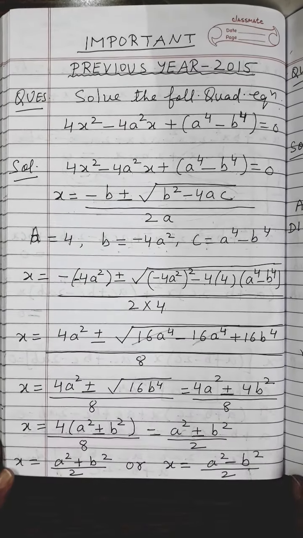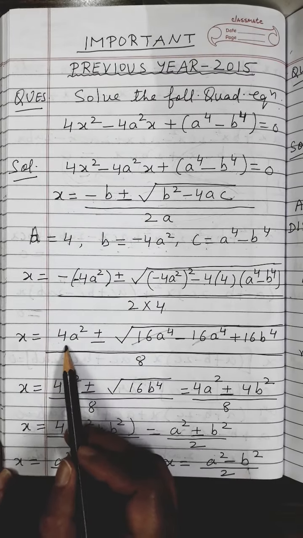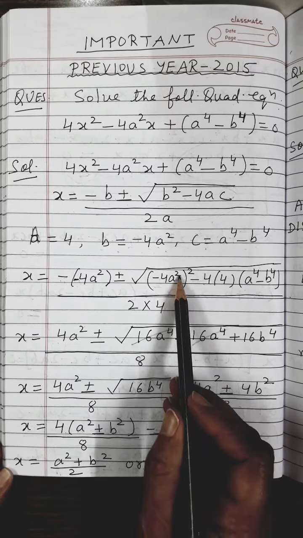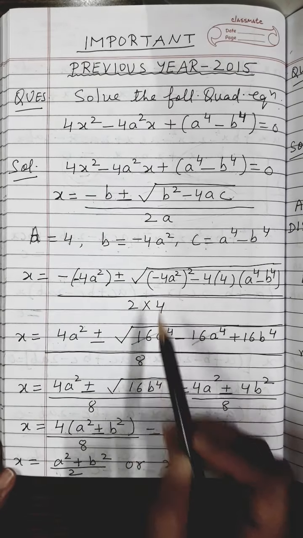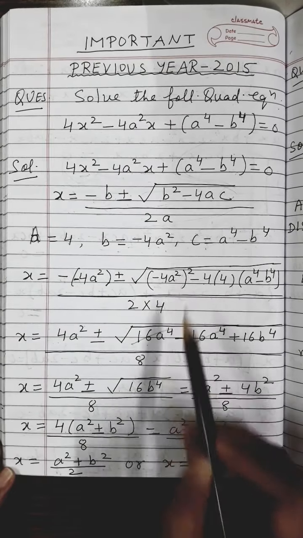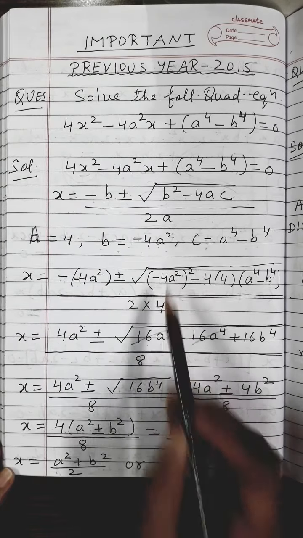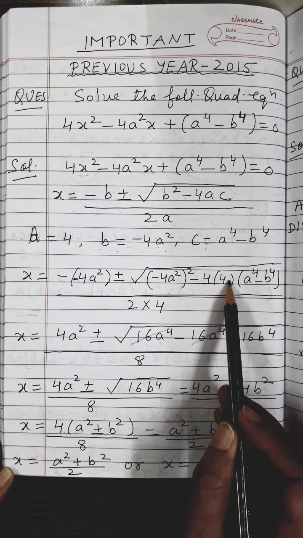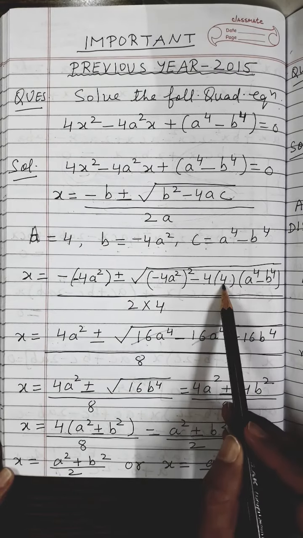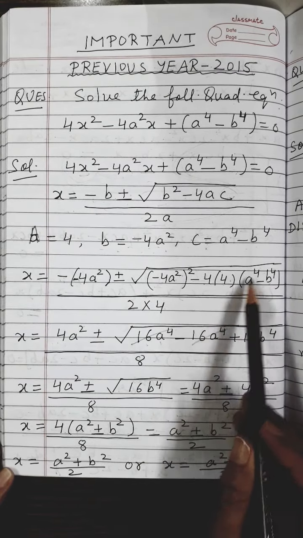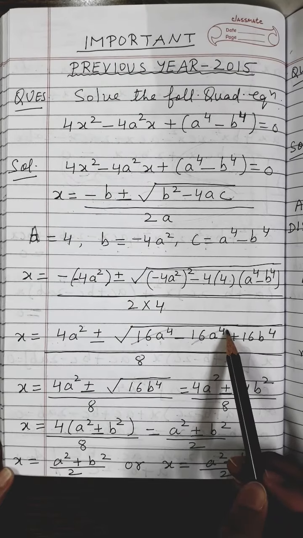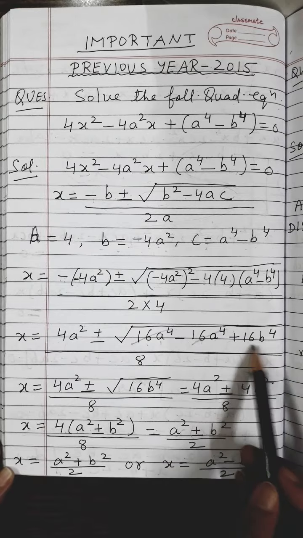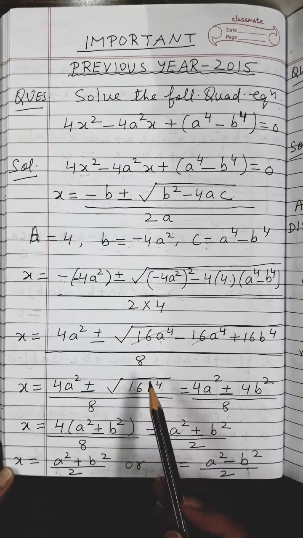Next step. Minus into minus gives you plus. So x = (4a² ± square root of (−4a²)² − 4·4·(a⁴ − b⁴)) / 8. The square of −4 gives 16, and (a²)² means a⁴, so this is 16a⁴. Now 4 into 4 is 16. We open the bracket: 16 into a⁴ minus 16 into a⁴, that is −16a⁴, and minus into minus becomes plus 16b⁴. Divided by 2 into 4, which is 8.